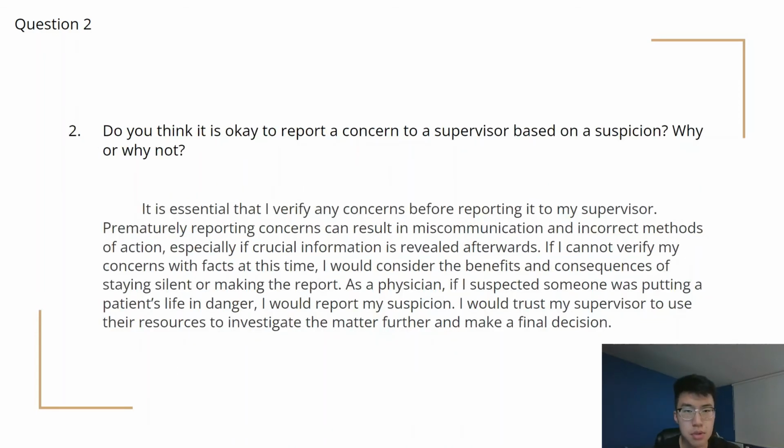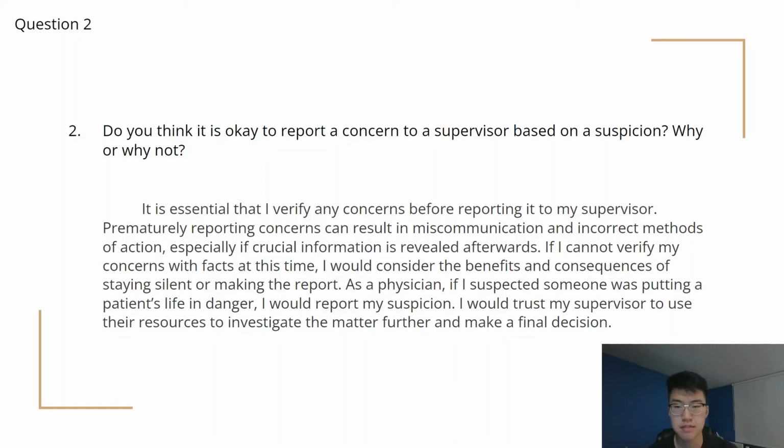So do you think it is okay to report a concern to a supervisor based on a suspicion? Why or why not? So it is essential that I verify any concerns before reporting it to my supervisor. Prematurely reporting concerns can result in miscommunication and incorrect methods of action, especially if crucial information is revealed afterwards. If I cannot verify my concerns with facts at this time, I would consider the benefits and consequences of staying silent or making the report.